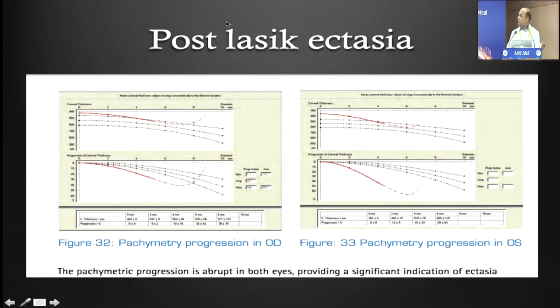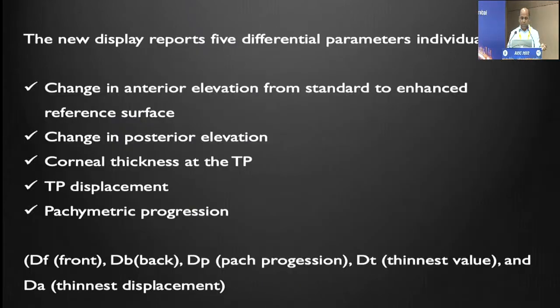And this is again a map of post-LASIK ectasia. You can see it is not following any track. If the progression map is haywire, then something is wrong with the pachymetry or the biomechanics.